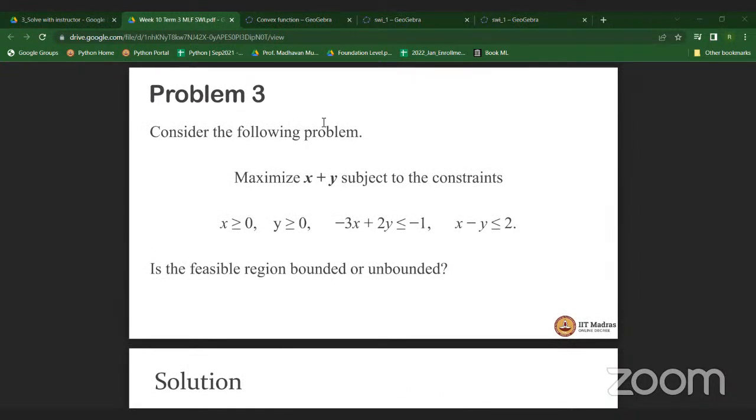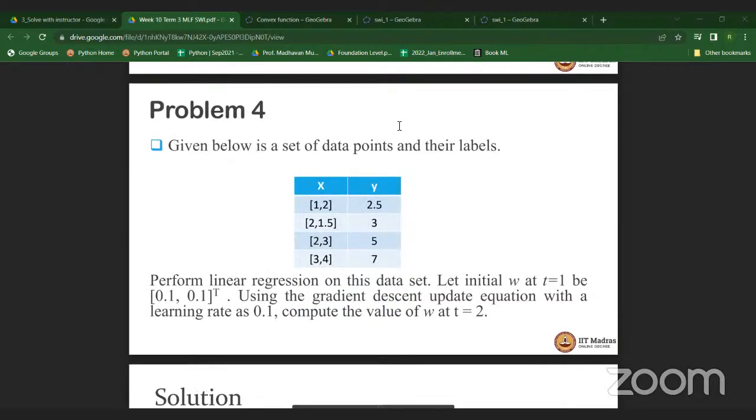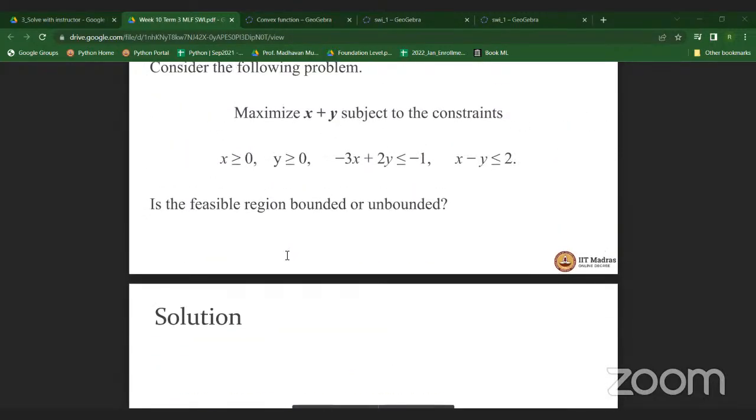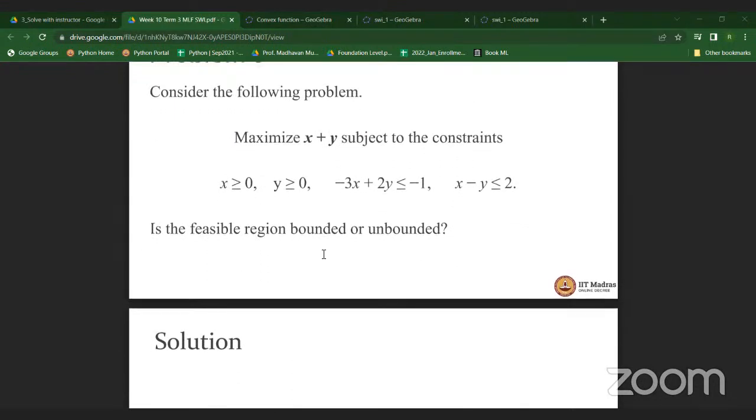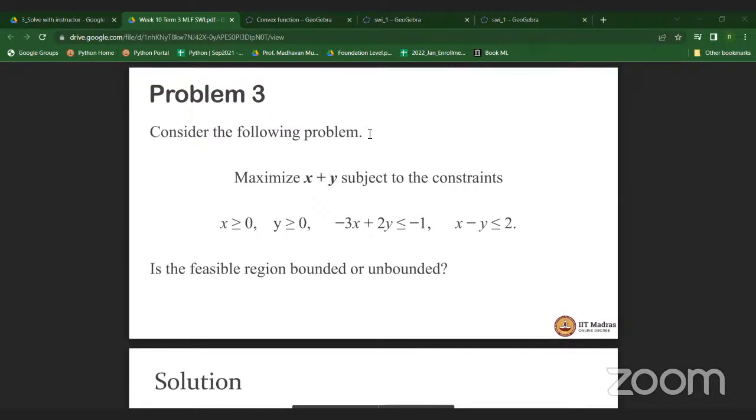Sir, are there questions regarding Lagrange multipliers? We do not have that question here. We'll discuss that from the practice assignment. We have the linear regression problem, but we do not have the Lagrangian one. The Lagrangian one we'll discuss from the practice assignment, today in this session itself.